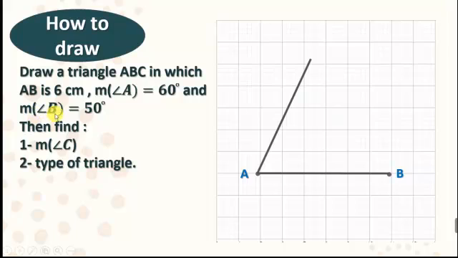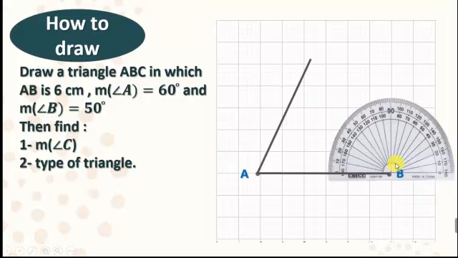Now the measure of angle B is 50. I will repeat the same steps. I will get my protractor and put it on point B, the middle of the protractor at point B, and this line is on the line that is drawn. Will I start to measure from the 0 on the right or the 0 on the left? The 0 on the left. Why? Because AB is here on the left, not on the right. So I'm going to start to measure from that 0.